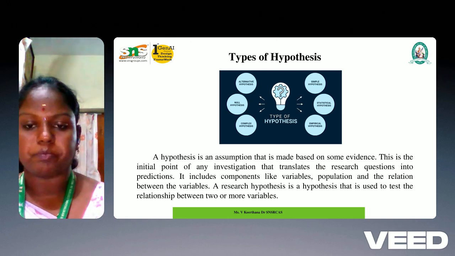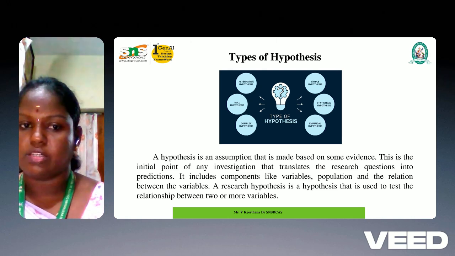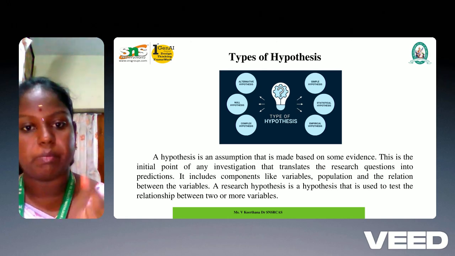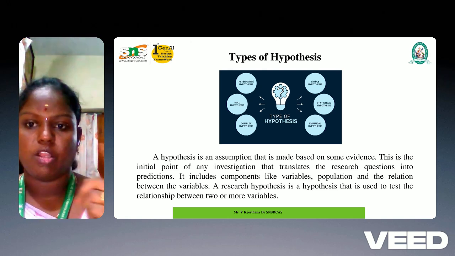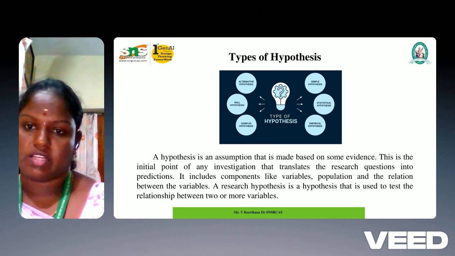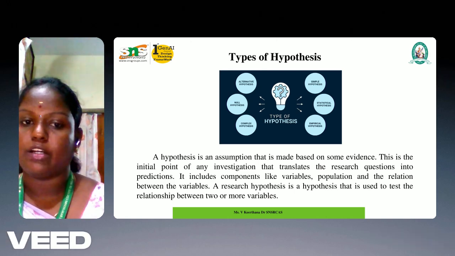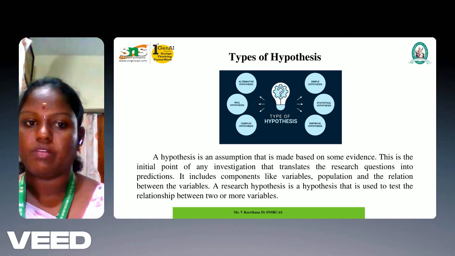For example, if you eat more vegetables, you will lose weight faster. Here, eating more vegetables is an independent variable, while losing weight is the dependent variable. You can see the relationship, right? If you eat more vegetables, you will lose the weight faster. So more vegetables is an independent variable, and losing weight is the dependent variable: if you eat, you will lose the weight easily.